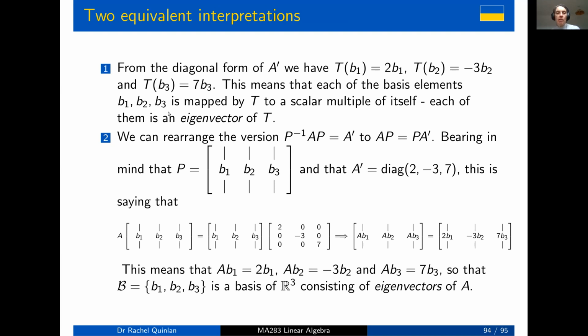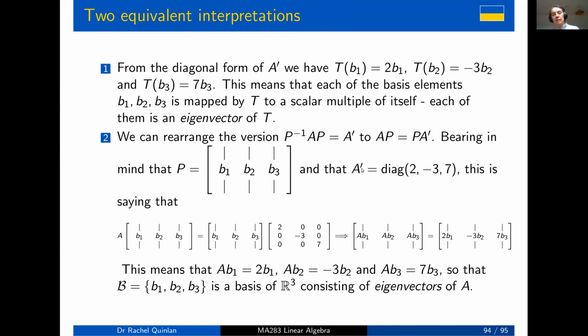Okay, and again, thinking about it in terms of the matrix, what we know is that P inverse AP, where P is the matrix whose columns are the basis elements of B, is A dash, and that's a diagonal matrix. And just rearranging that equation, multiplying both sides on the left by P, this is saying that AP is equal to P A dash. P is the matrix whose columns are the basis vectors b1, b2, b3. And A dash is the diagonal matrix whose diagonal entries are 2, -3, and 7.